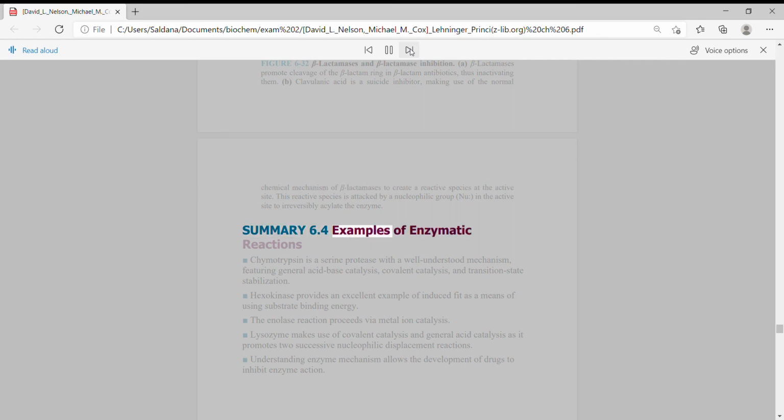Summary 6.4, Examples of enzymatic reactions. Chymotrypsin is a serine protease with a well-understood mechanism, featuring general acid-base catalysis, covalent catalysis, and transition state stabilization. Hexokinase provides an excellent example of induced fit as a means of using substrate binding energy. The enolase reaction proceeds via metal ion catalysis. Lysozyme makes use of covalent catalysis and general acid catalysis, as it promotes two successive nucleophilic displacement reactions. Understanding enzyme mechanism allows the development of drugs to inhibit enzyme action.